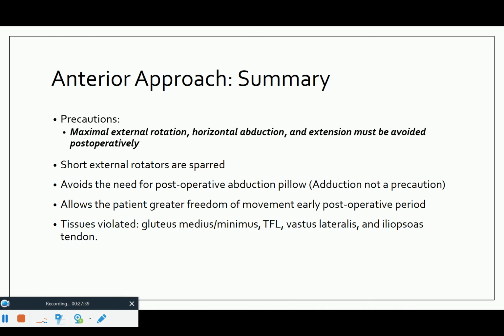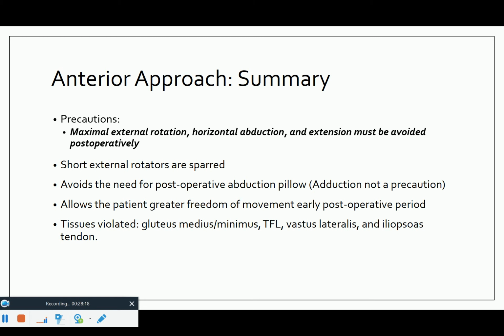Now the anterior approach, there are precautions. Some surgeons will tell you there's no precautions, but we think back to like the shoulder with the labral repair, especially an anterior labral repair. You want to avoid max external rotation, max horizontal abduction, and extension must be avoided postoperatively. Now, you're going to want to try to regain about 10 degrees of extension for normalizing gait, but you don't want to keep having them do a therapeutic exercise that would try to get them to maximal extension. Neutral to 10 degrees is okay.